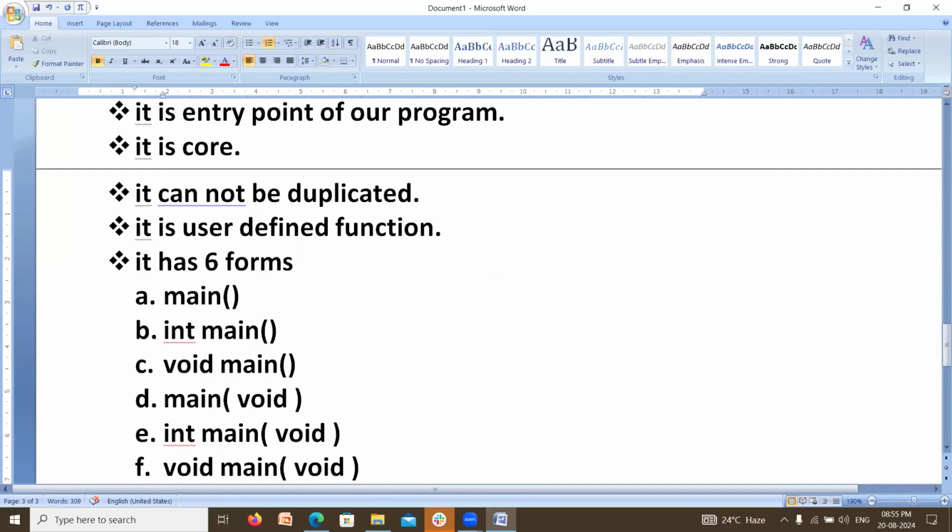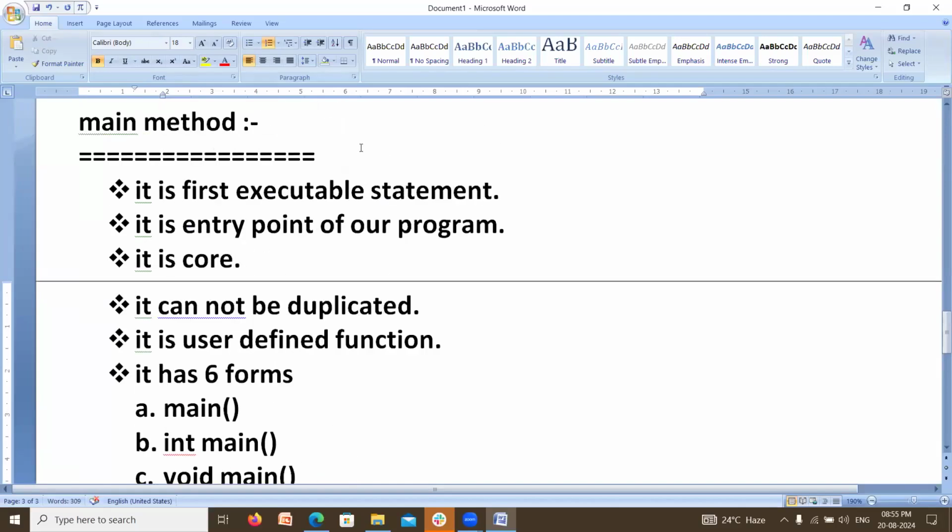I am using the third model. Textbooks will use the second model. Okay. So any model you can use. So 6 models are there to write a main method. Friends, note on this.